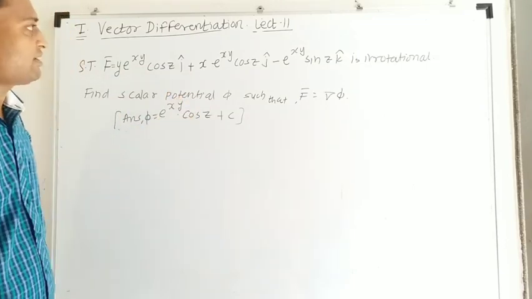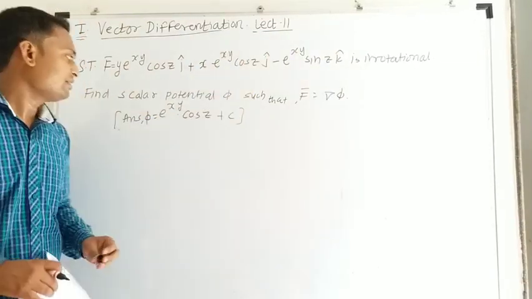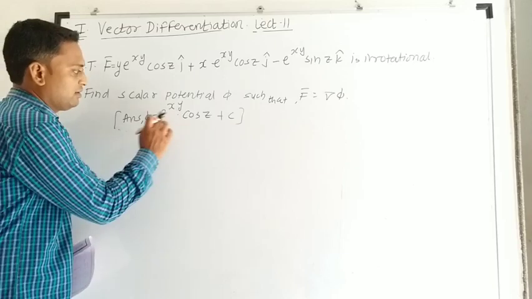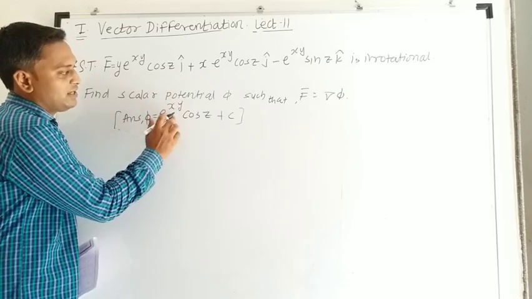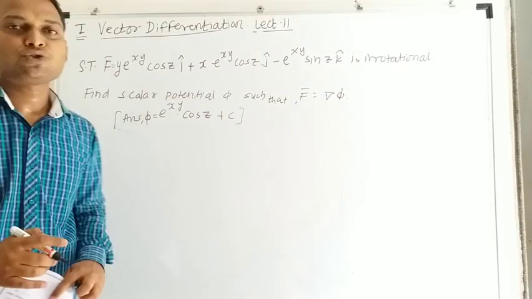So this is like the previous example. F1, F2, F3 are these, and the final answer is phi equal to e to the power xy into cos z plus c. So this is the answer. Try to solve this problem.